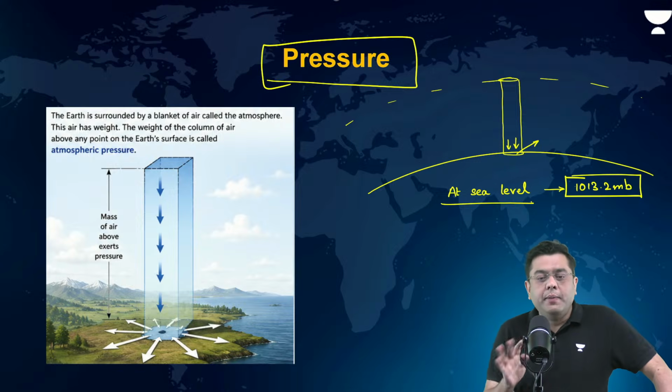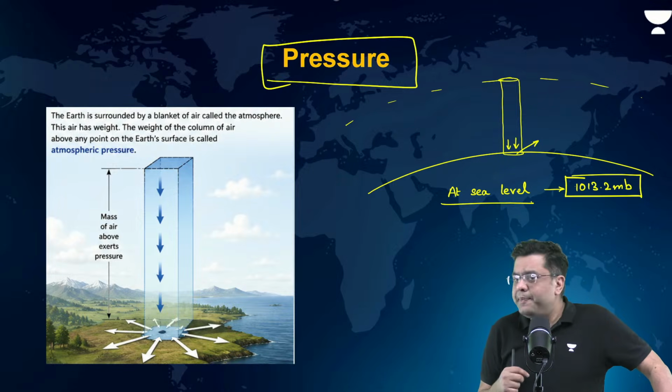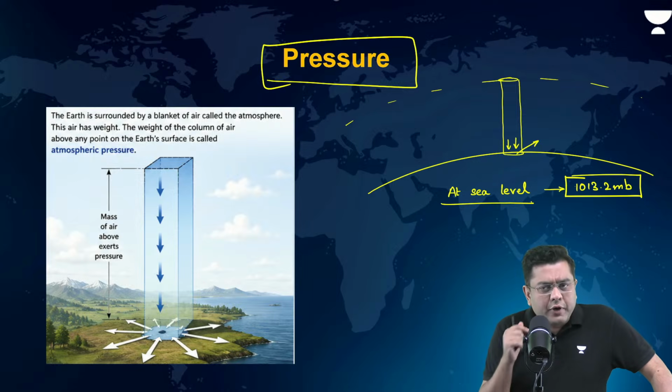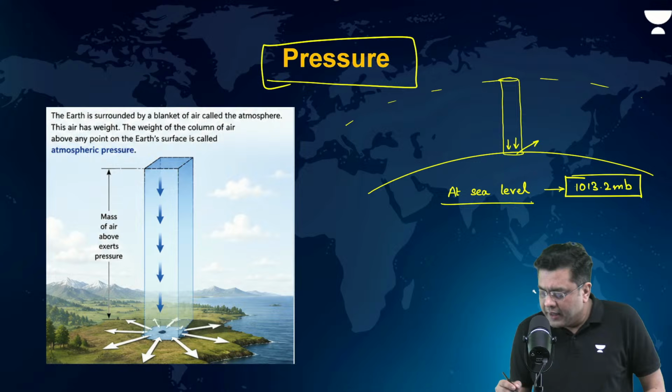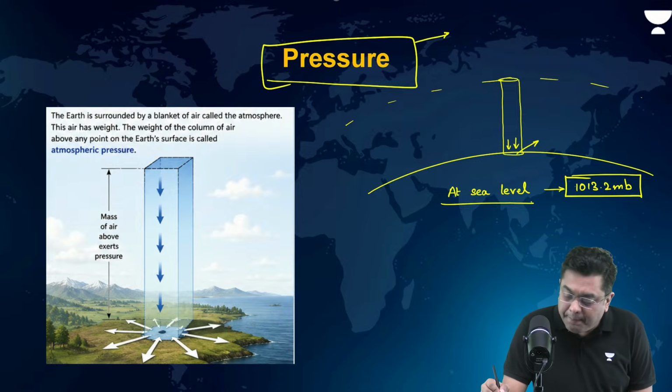That is the normal atmospheric pressure that we have. 1013.2 millibar is the atmospheric pressure. Oftentimes above it, we refer to it as high pressure. Below it, we refer to it as low pressure. Having said that, please also understand that pressure is quite comparative.